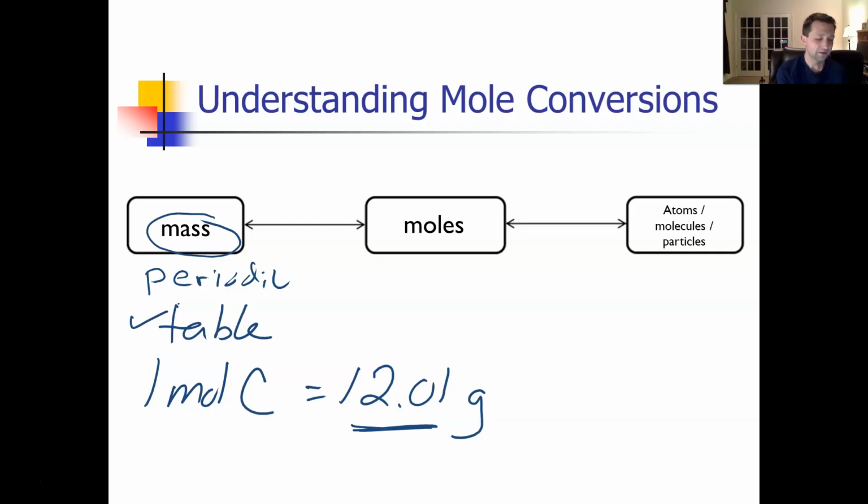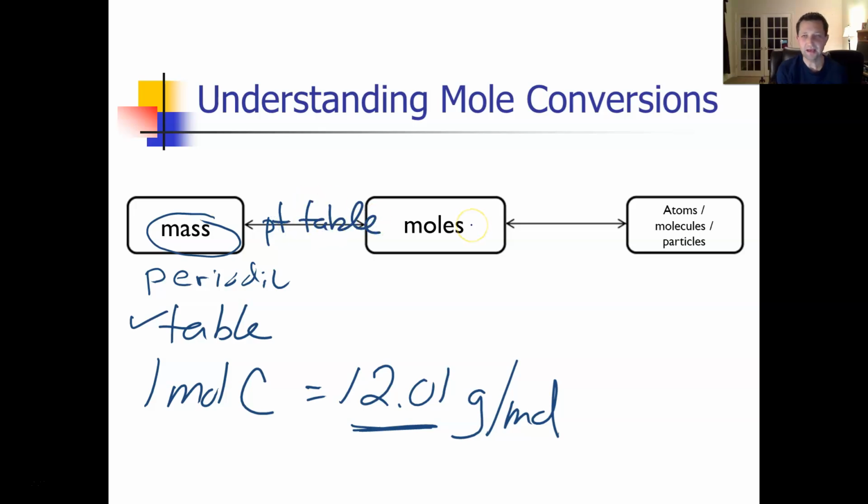All right? So 1 mole of carbon would give you 12.01 grams of carbon on the balance. So the unit on your molar mass from your periodic table is really grams per mole. Okay? So grams per mole. 12.01 grams of carbon per 1 mole of carbon. Okay, so as you convert here between mass and moles, you need to look at your periodic table.